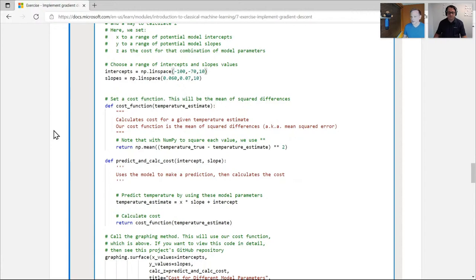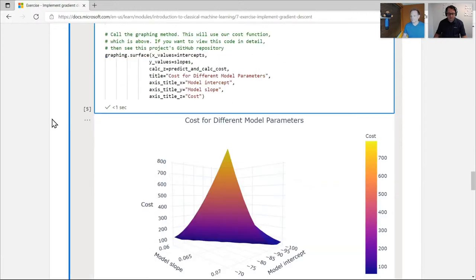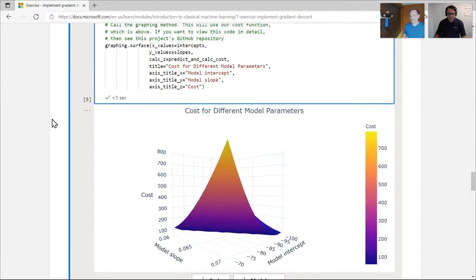And I think that should be showing up at the bottom now, that graph that we have. There we are. For a second, it didn't show up. I think it was waiting for me to scroll just a little bit. That's fine. So we've got that surface and it's showing a few axes here. We've got the model intercept, the model slope, and also the cost.